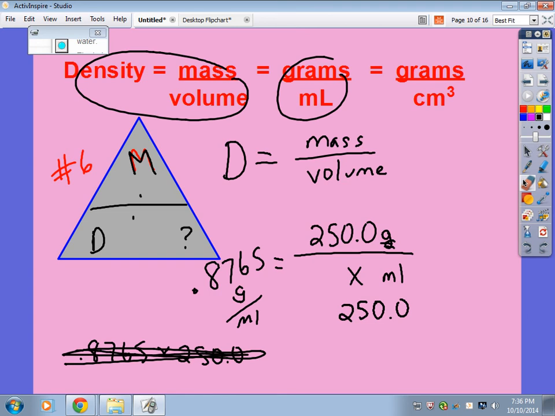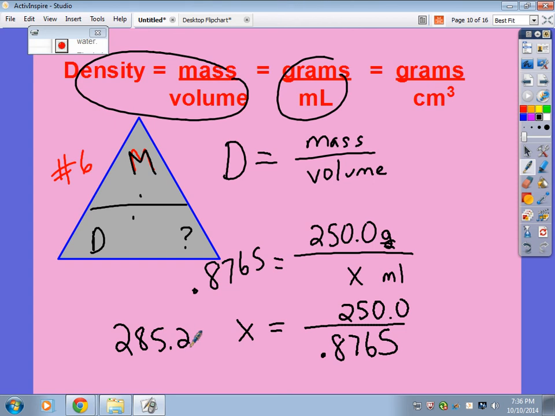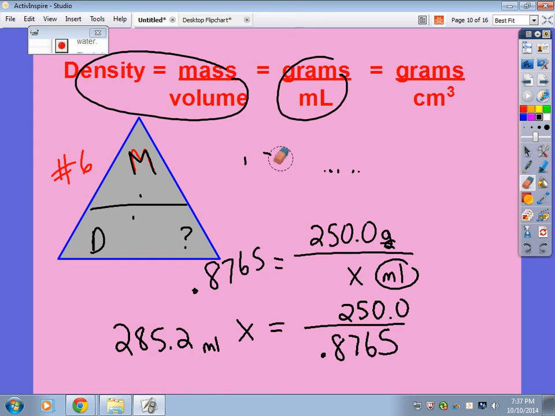Which means I'm going to go and take this, get rid of this junk here. And I'm simply going to take this x and put it over here, and this 0.8765 and put it down there. And guess what's going to happen? You're going to solve your problem. So when you do that, you are actually going to end up with, let's do my calculator here, 250. You should be doing it also. Divided by 0.8765. And the answer is 285.2. And what are my units? They're milliliters, because that's what I'm solving for. I'm solving for volume. Now let me just show that to you for a second real quick, so you can actually see how this math works out if you don't believe me.